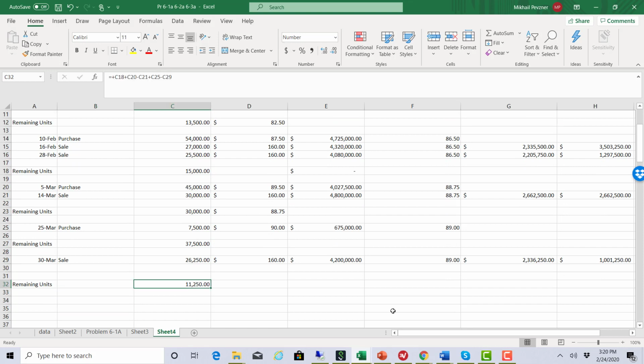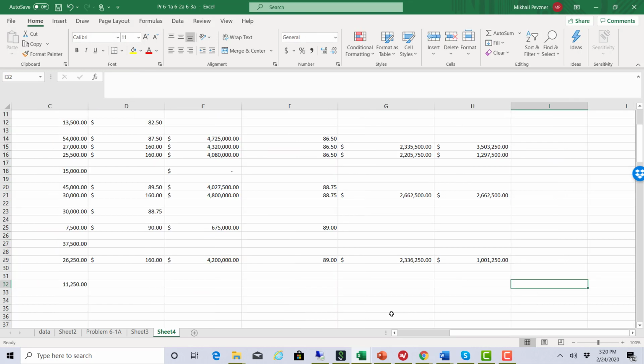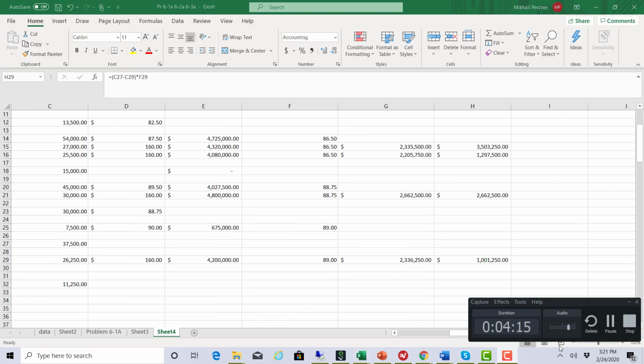All right, so that's pretty much it. And the final remaining units is this minus 26,250, which is 11,250, and we already calculated the price, and the final ending inventory is 1,001,250. And that's pretty much it.